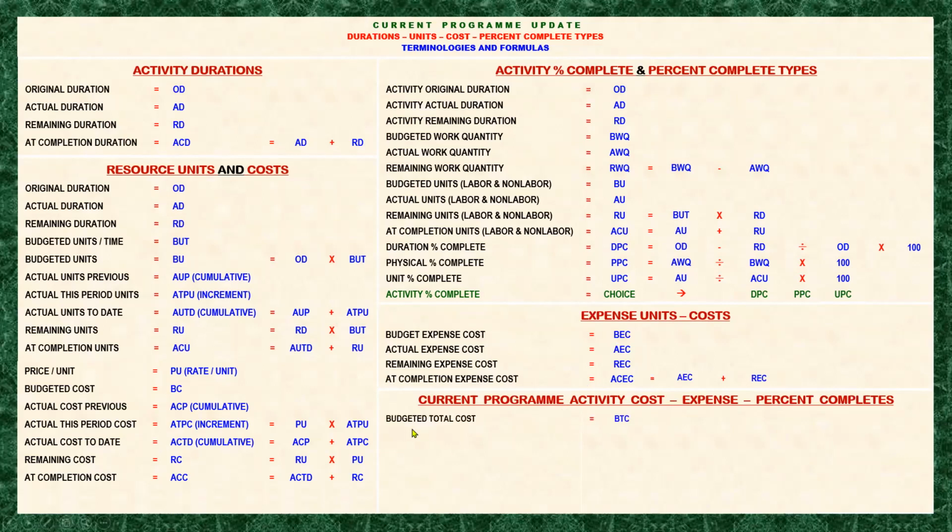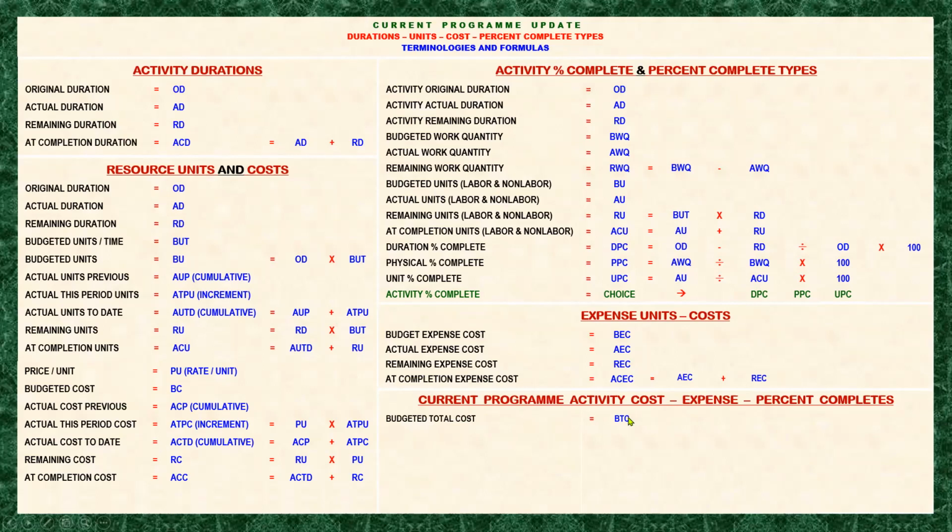Okay, so we have the budgeted total cost. That is why we call it budgeted total cost, because it is the total cost of the resources and expenses assigned into the activity. So that is why budgeted total cost is the property of the activity.